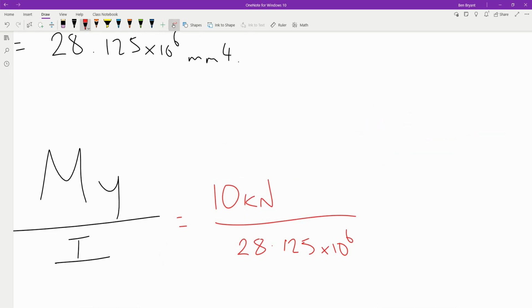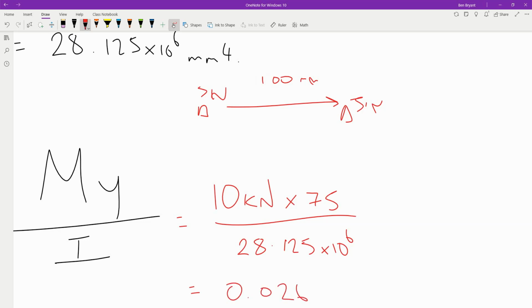Now we know that basically we have 5 kilonewtons, and we have 5 kilonewtons. We know the span is 100 mil, and we're at the midpoint, so it's going to be times 75 mil. So what we're going to do is 10 kilonewtons times 75 and divide that by 28.125. This will give us a value of 0.02666.